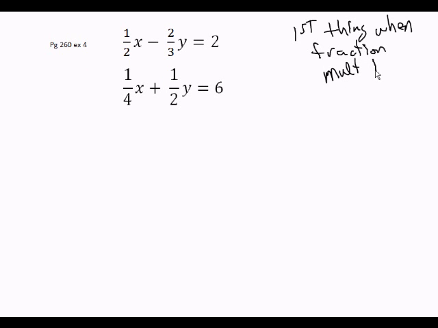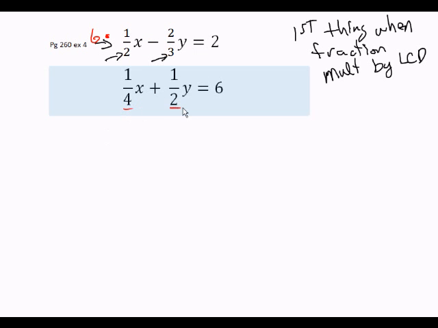when fractions, multiply by the lowest common denominator. So I'm going to multiply each line by the lowest common denominator. If the denominator is 2 and the other denominator is 3 in the top equation, do you know what the common denominator between 2 and 3 is? If we're going to add these fractions, what's the common denominator?